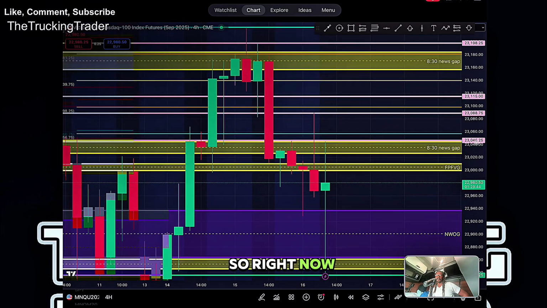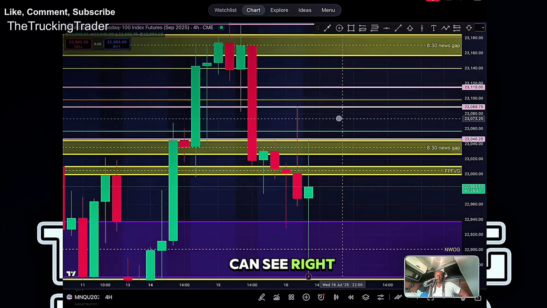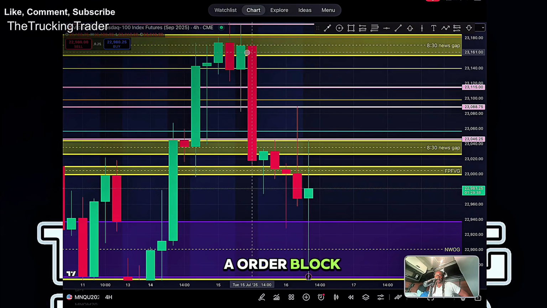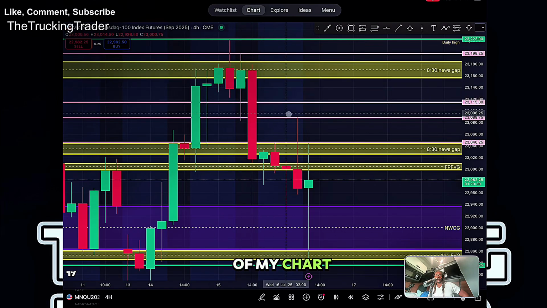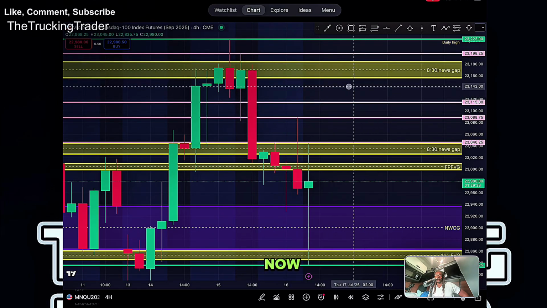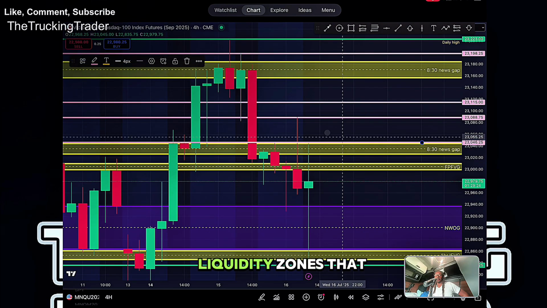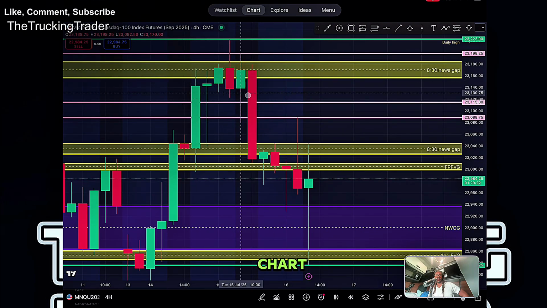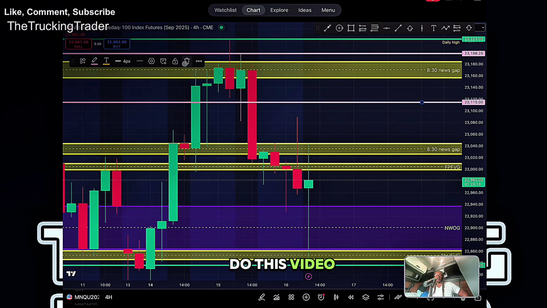So right now, my chart looks a little bit messy, but you guys can see right here, we had an order block, right? Then we had a gap right here in the market. And then before we hit this gap, I'm going to remove this Fibonacci off of my chart. It's a little bit too noisy for me right now. But before we hit this, I'm going to remove these liquidity zones that I got marked out on my chart. It's just too much for me right now, trying to do this video.